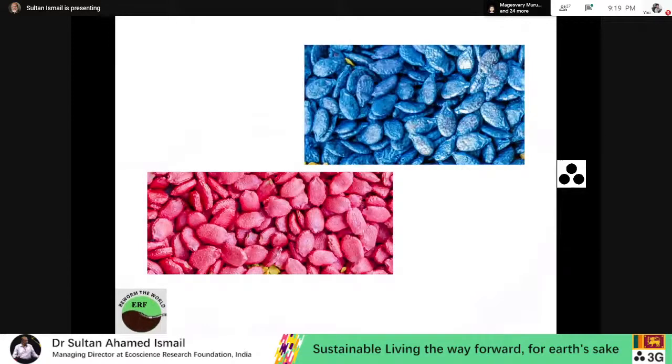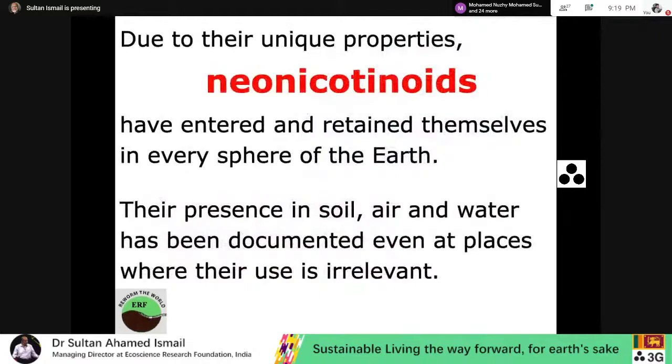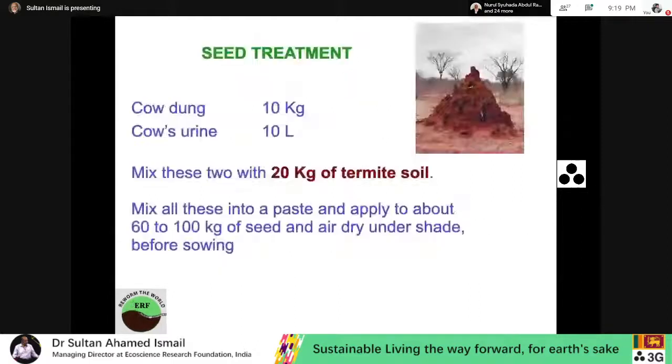And if you buy seeds in the market, most of the seeds are colored seeds. This color is not because of the seeds. This color is because of a chemical called neonicotinoids, which are fifth-generation nasty pesticides coated on these seeds. So anybody using these seeds, you have to be careful because you're not supposed to put those seeds in your mouth, or put your hand in your mouth after handling those seeds till you wash your hands. We have brought alternatives using termite soil, which works out very well for me. We have tried a lot of experiments in Theni district. It works out very well for us.